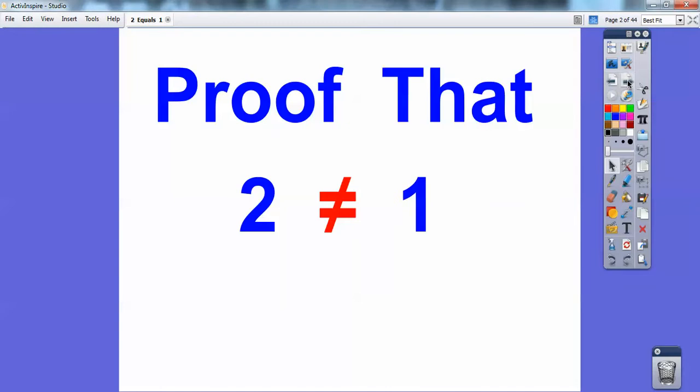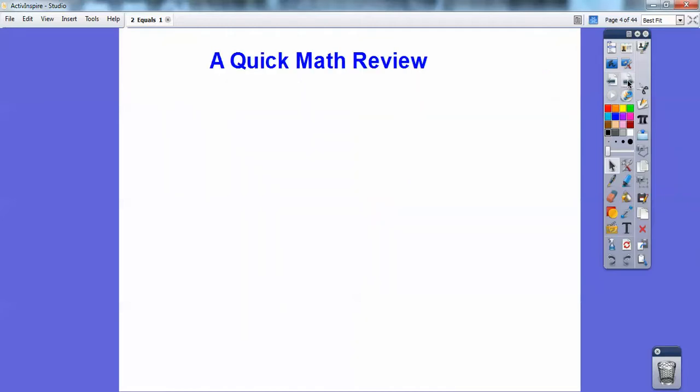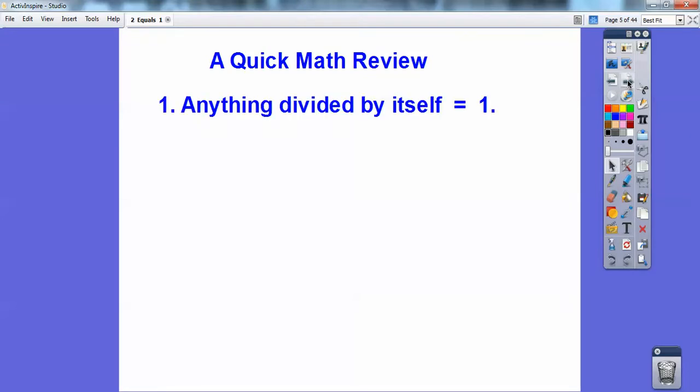And I know what you're thinking. 2 doesn't equal 1. 2 equals 2, or 1 equals 1. But I'm going to prove to you that 2 does in fact equal 1. But first I want to do a little bit of math review. So those math phobia people, let's do just a little bit of pre-algebra and algebra math review.